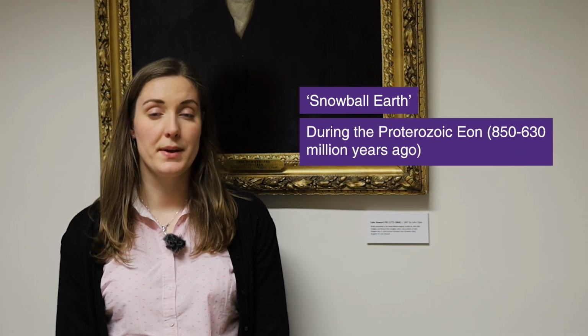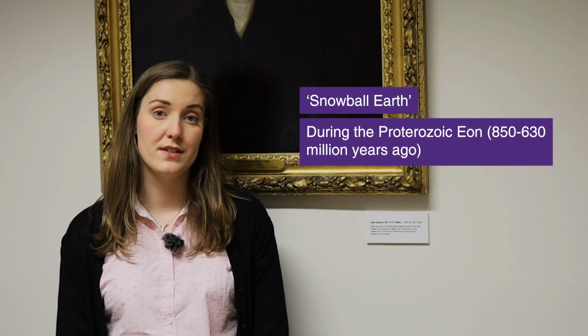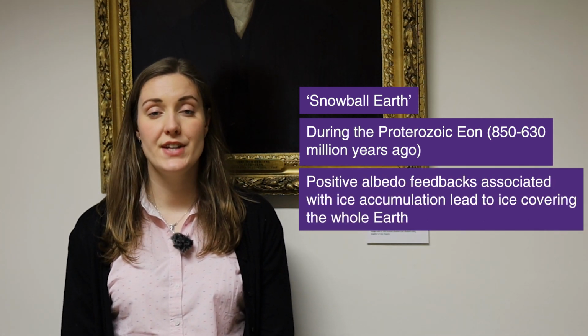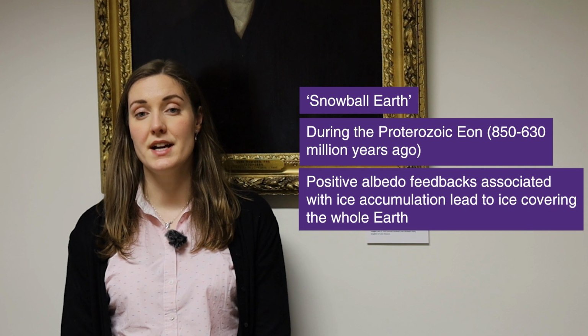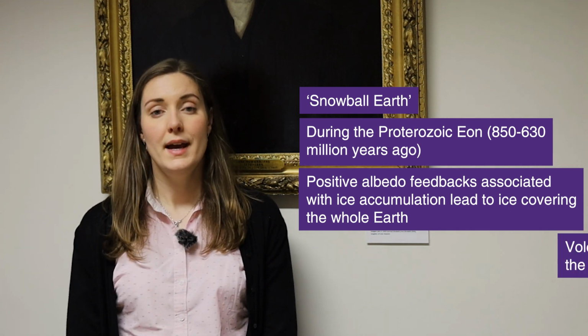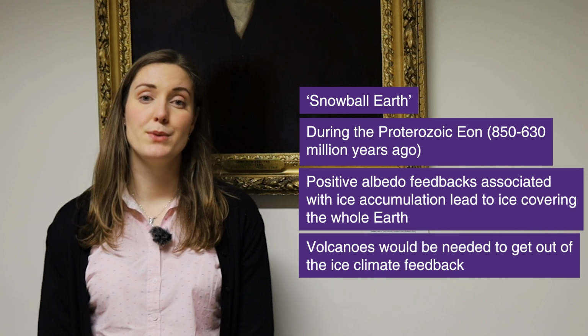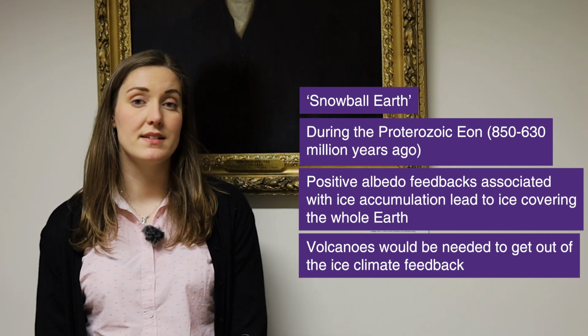A more dramatic change in albedo is associated with the snowball Earth hypothesis. It has been suggested that during the Proterozoic eon, 850 to 630 million years ago, the positive albedo feedback associated with ice accumulation led to ice covering the whole Earth. In this scenario, volcanoes and the huge amounts of greenhouse gases they emit would be necessary to break out of the ice climate feedback.